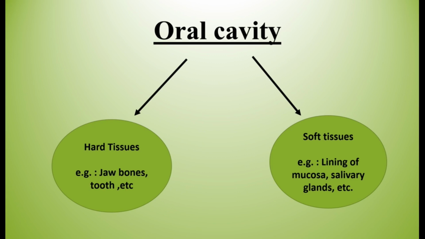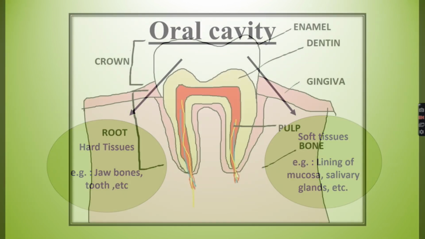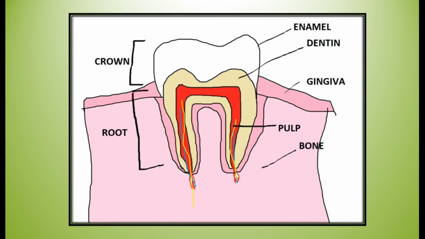What is oral cavity? Oral cavity consists of hard tissue and soft tissue. Hard tissues are the bone of jaws and tooth, and soft tissues include the lining mucosa of the mouth and salivary gland. Please ignore the drawing skills of mine.